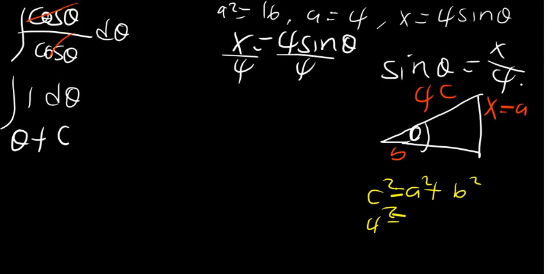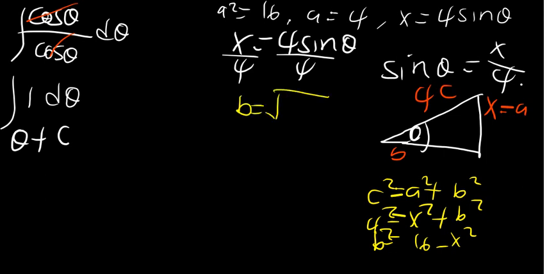So A squared is going to be x squared plus, what is our B? We don't know the B. It's going to be B squared. Then B squared is equal to 16 minus x squared. So if I want to find B, B is equal to the square root of 16 minus x squared. But now, if we check here, we only have theta.